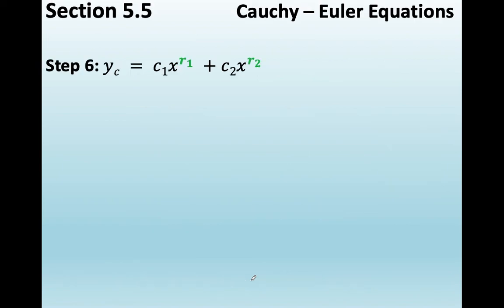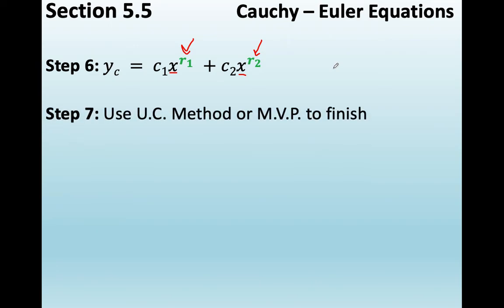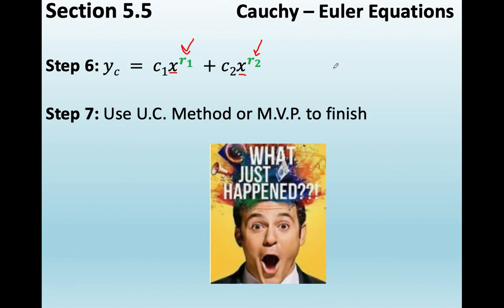So step 6, though, remember you had the complementary solution. You need to put the transformation back, just like before. It's just a little easier. The r's that you find are actually coefficients on x. Right? And then if it's homogeneous, you stop. If it is non-homogeneous, you go on to use the undetermined coefficients or variation of parameters method. You're like, whoa, it just happened.